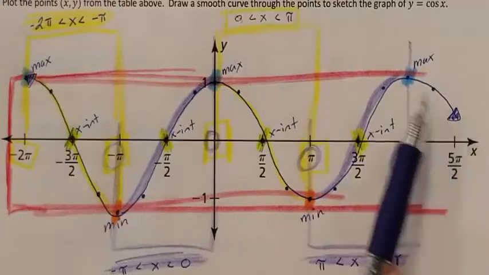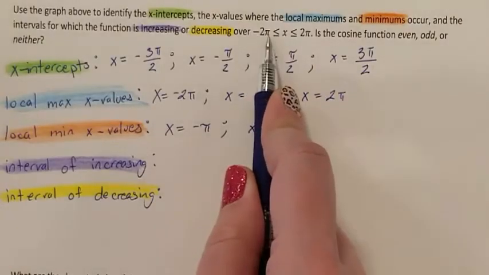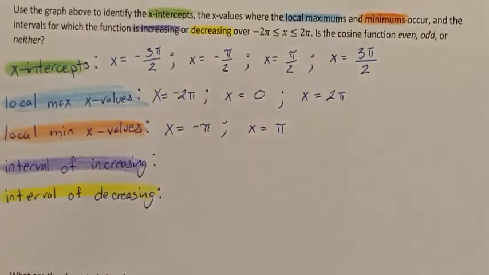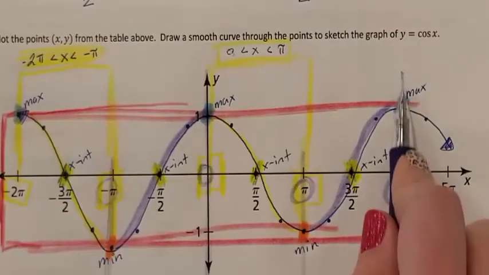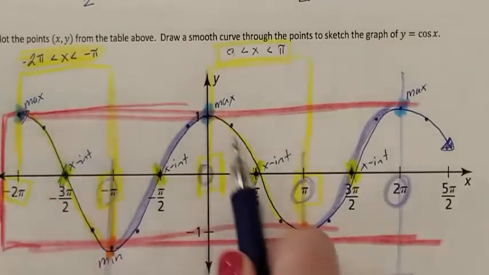We are not including this part because the problem told us to only focus between negative 2 pi and 2 pi. This part of the problem occurs after the 2 pi. So we're not focusing after that. We're going from 2 pi to negative 2 pi.